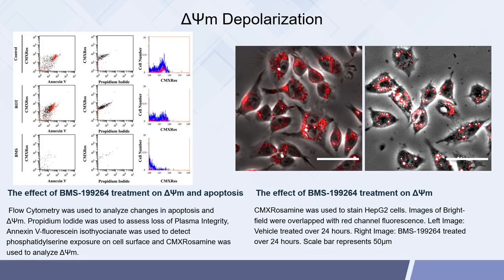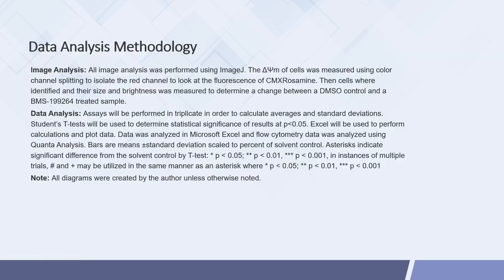This was further confirmed by examining fluorescence of cells under a fluorescent microscope, as seen on the pictures on the right. To analyze these pictures, I used Fiji and ImageJ software to isolate the red color channel and measure the fluorescence of CMX rosamine in the cells. Furthermore, statistical data analysis was performed on all of my assays to determine if they were statistically significant by using a t-test in Excel. I've also attached annotated diagrams throughout this presentation to help better describe my research.